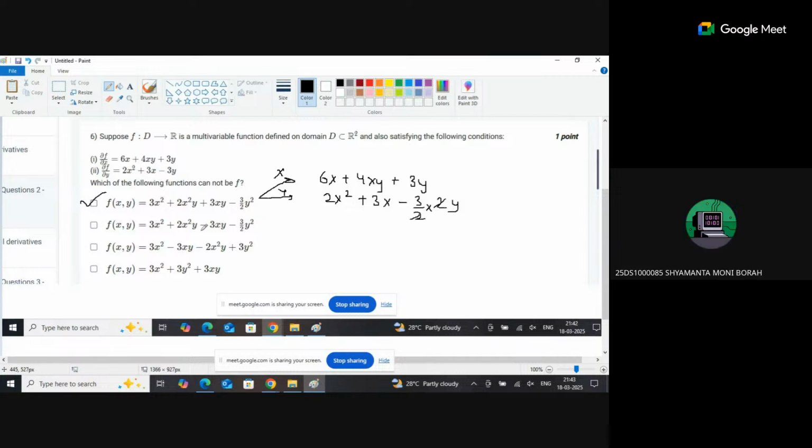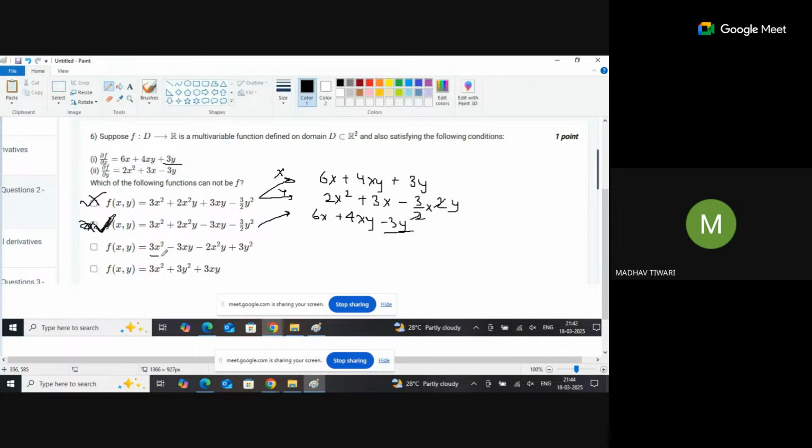Sir, the question is asking cannot be f. Okay, cannot be, it is asking. So if I do it here, what I will get is 6x, and the negative will come, plus 4xy minus 3y. So minus 3y cannot be, because it is plus 3y. So yes, this is correct actually, because it cannot be.